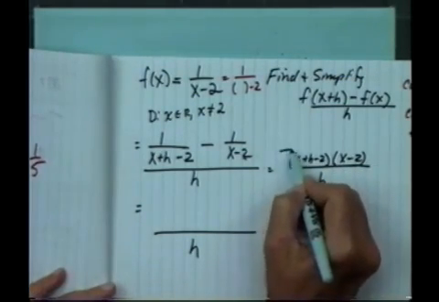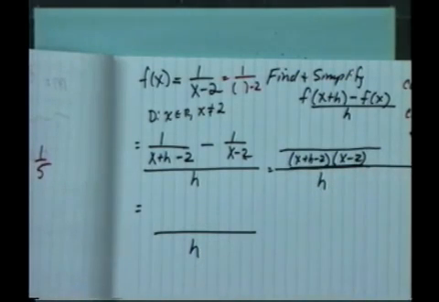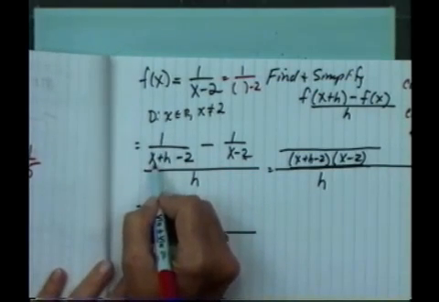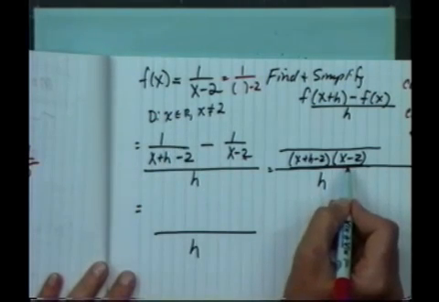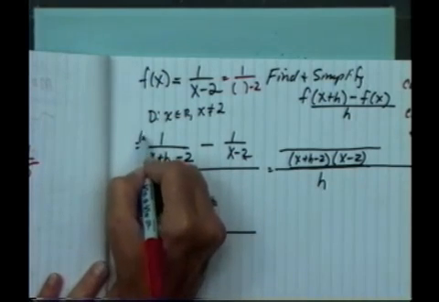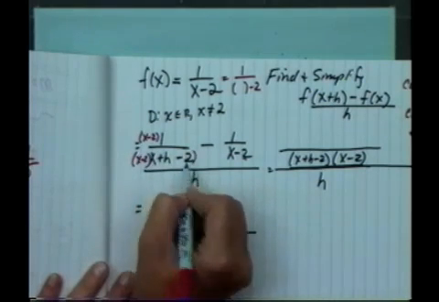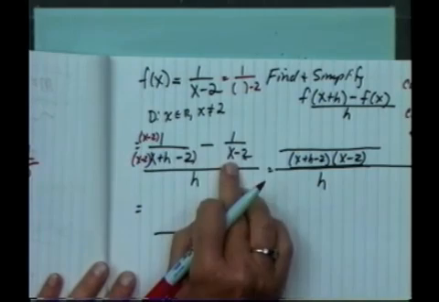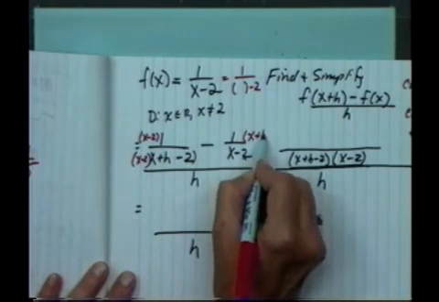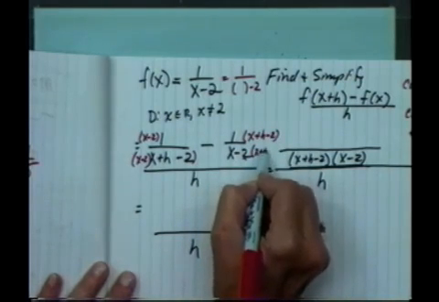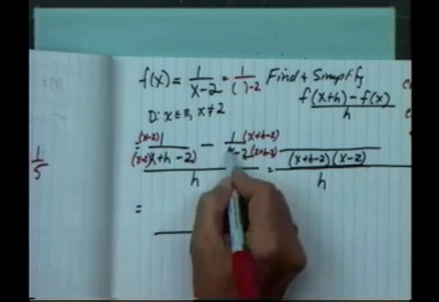All right, here's the big division with the h right here. The first term only has the denominator x plus h minus 2. What do you need to do to it so it also has the x minus 2? Just multiply numerator and denominator by x minus 2. And what do you need to multiply the last term by? X plus h minus 2. Right? And now I have a common denominator.